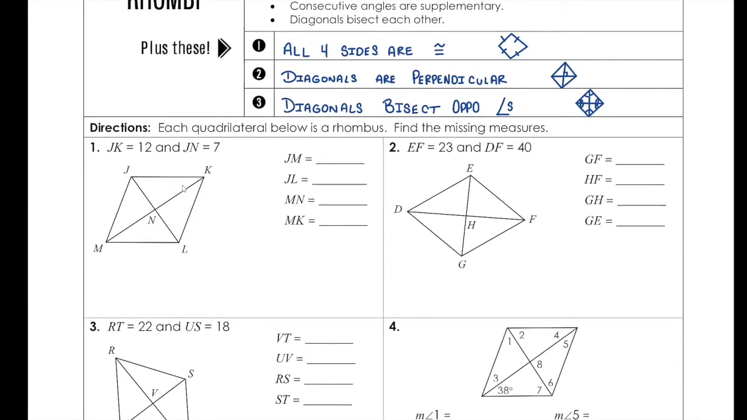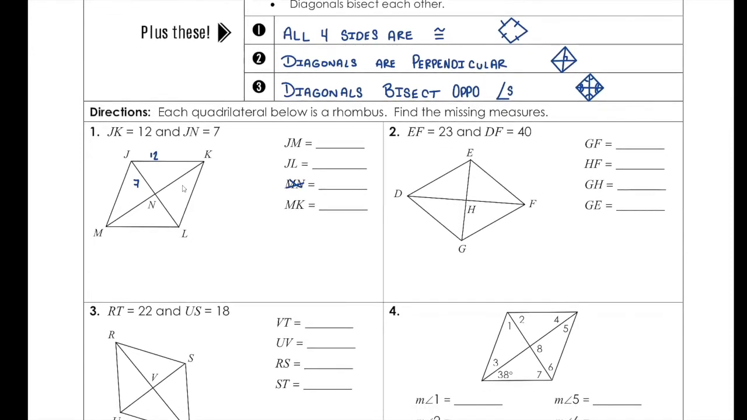Find the missing measures. So remember, we have all of the properties of a parallelogram, plus now these three extra properties. So they told us JK is 12 and JN is 7. So they're probably going to want us to do the Pythagorean theorem, so we can go ahead and eliminate that. MN and MK are out. Y'all can take that off the paper for right now.